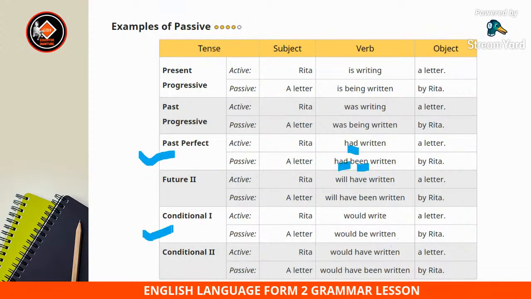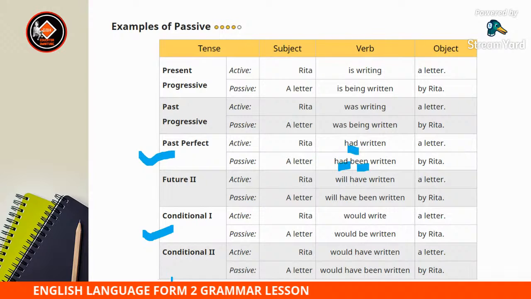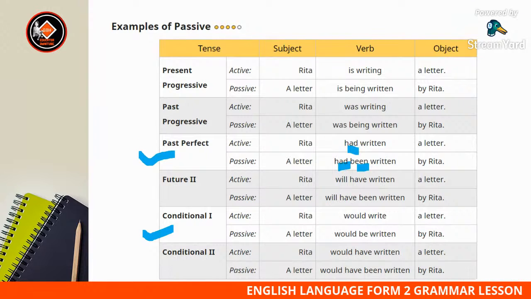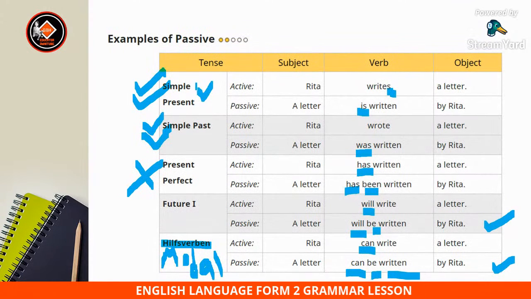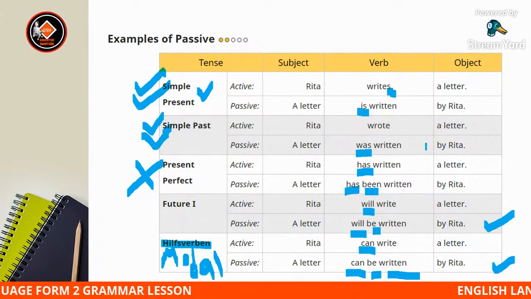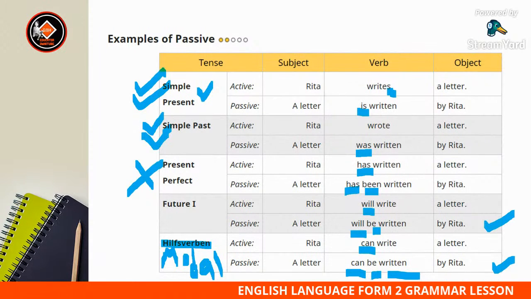This one you can learn. Okay, the rest don't confuse yourself, because these are higher level until Form 5. So my advice would be, if you can write simple present in passive and simple past in passive, this is good. Don't worry about the rest. Can you understand?